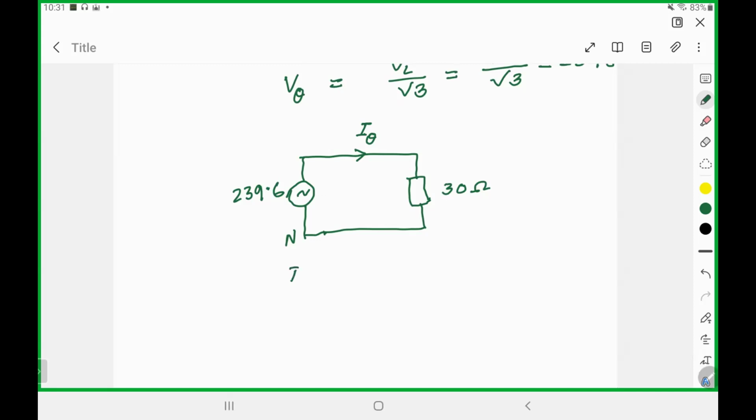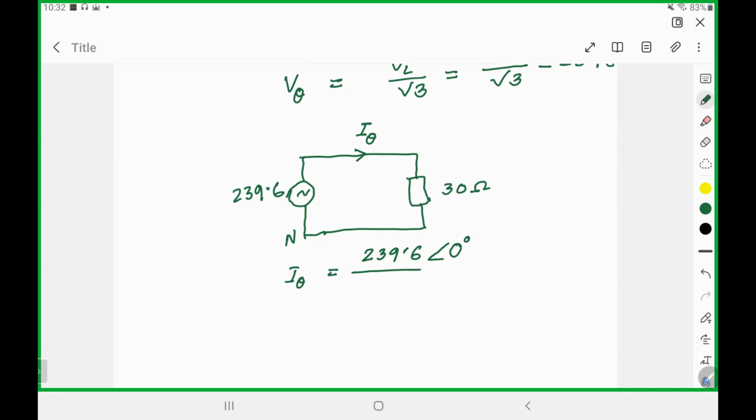So I theta would be equal to simply 239.6. And here, if you want, you can start adding the angle, the polar quantity. Here, nothing is mentioned about this angle or the phasor quantity. As nothing is mentioned, I can take this one as a reference. That means with this reference, it is making an angle of 0 degrees. Okay. So this one is my reference, and then I can find out the other quantity.